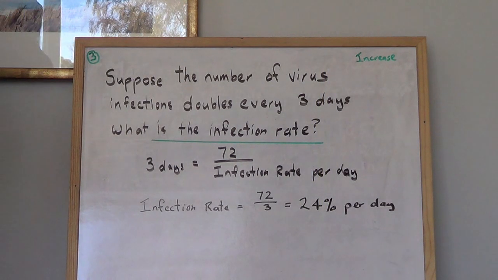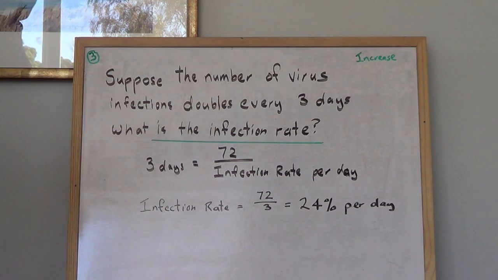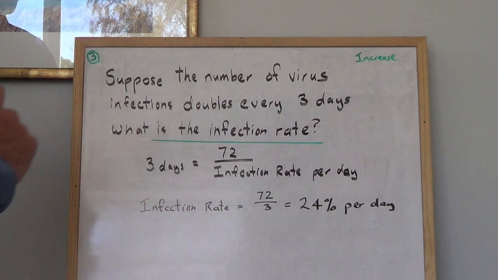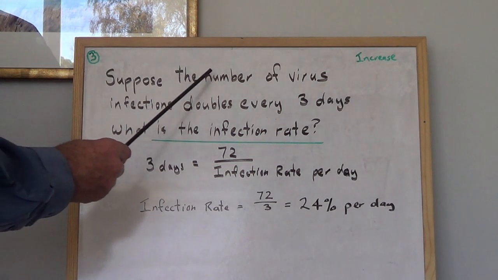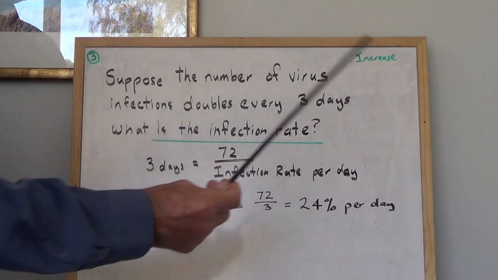Well, this is 2020, and we got COVID-19 virus, and I've been doing a bit of analysis on it, using the rule of 72. I'll give you an example. Suppose the number of virus infections doubles every 3 days. What is the infection rate?